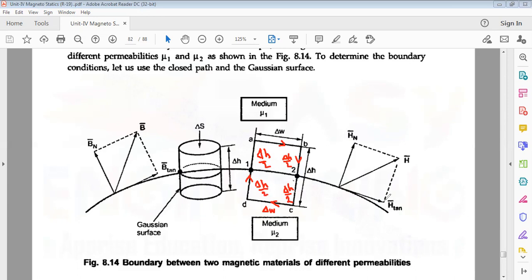To find the tangential component, H tan 1 is parallel to AB and DC. The normal component of the magnetic field is parallel to BC and AD. The tangential component of the magnetic field, H tan 1 bar, is parallel to AB and DC, and similarly for B tan and B normal.